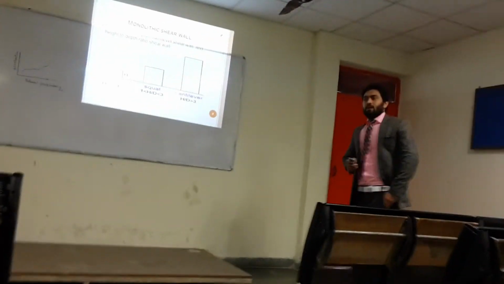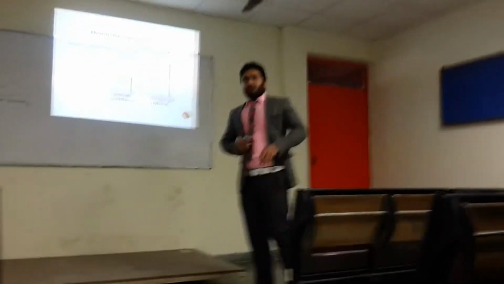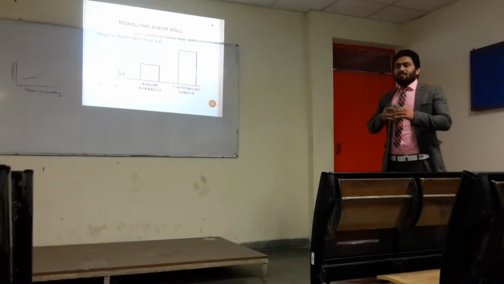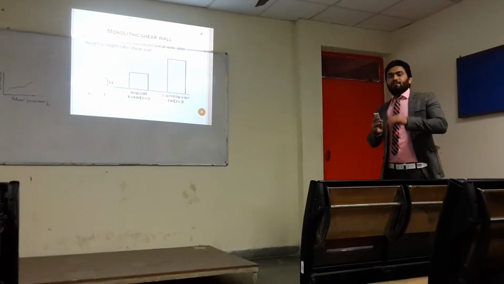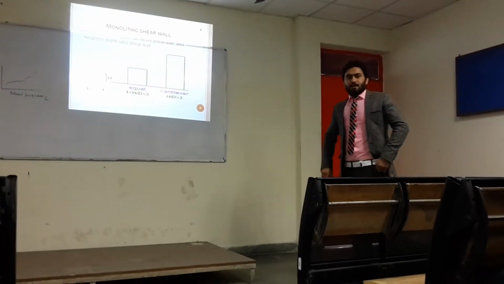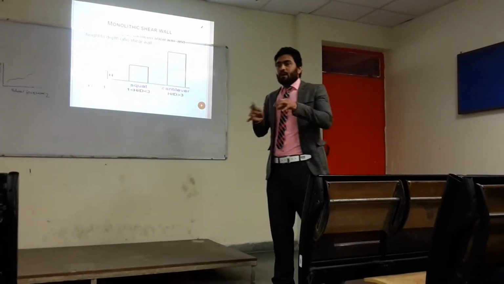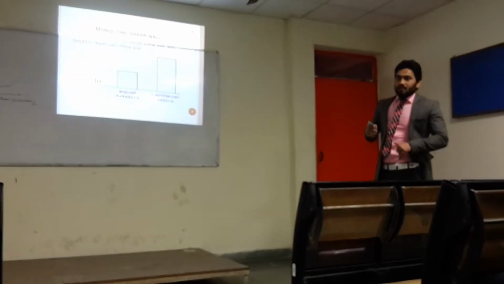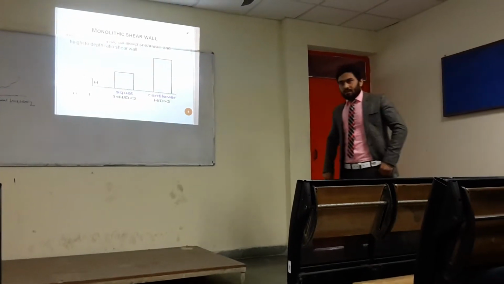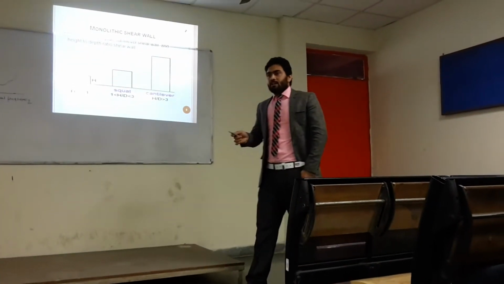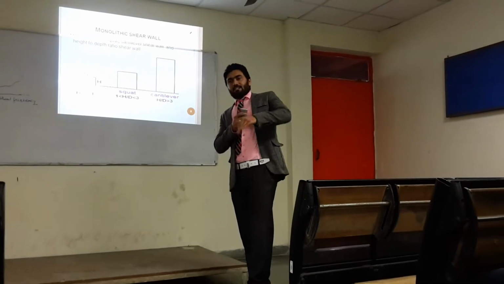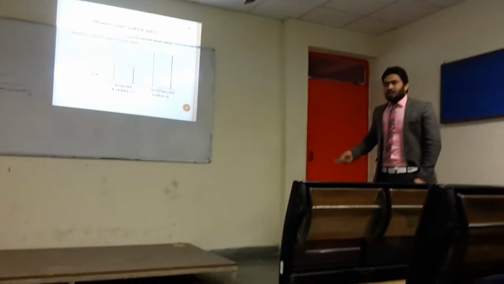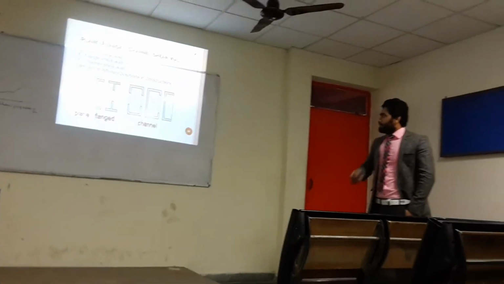A monolithic shear wall is another kind of shear wall, which can be defined by the ratio between the height and the depth. If the ratio is less than 1, it is a short shear wall. If it is between 1 and 3, it is a squat shear wall. If it is greater than 3, then it is a cantilever shear wall. It can be designed the same as a cantilever beam.